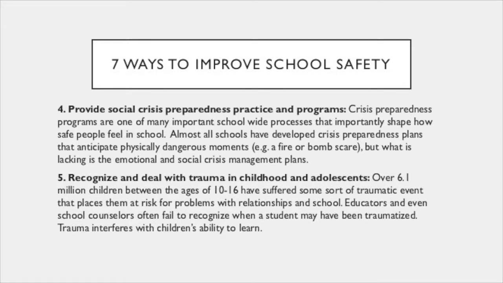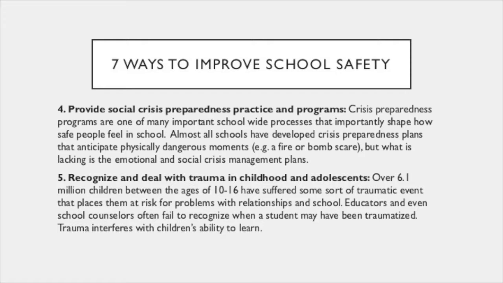The fourth way to improve school safety would be to provide social crisis preparedness practices and programs. Crisis preparedness programs are one of many important school-wide processes that importantly shape how safe people feel in school. Almost all schools have developed crisis preparedness plans that anticipate physically dangerous moments such as a fire or a bomb scare. But what is lacking is the emotional and social crisis management plans. In order to improve school safety, we must have a plan for when an emotional and social crisis happens.